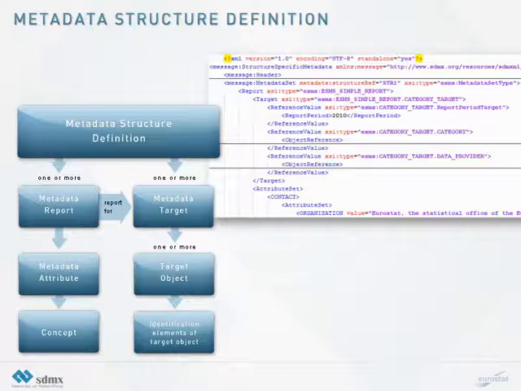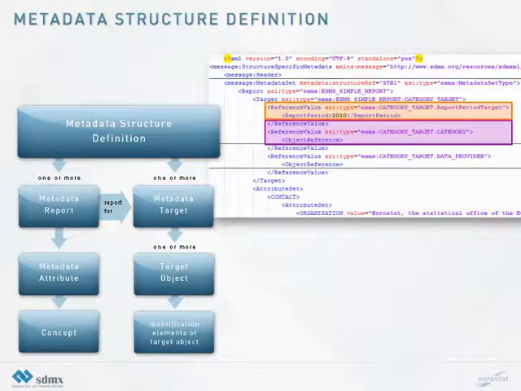Metadata attributes take their semantics from concepts maintained in one or more concept schemes. In our example, the metadata report structure comprises metadata attributes that identify the report period target, which is 2010, the category target, which is identified by a reference to the object, the data provider target, which is identified by a reference to the object.